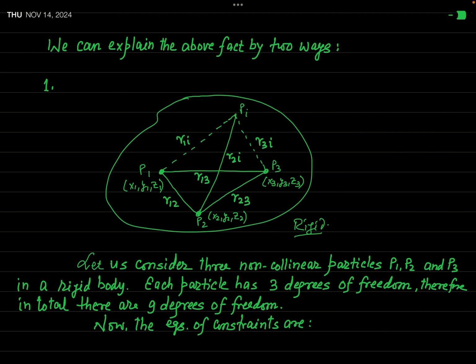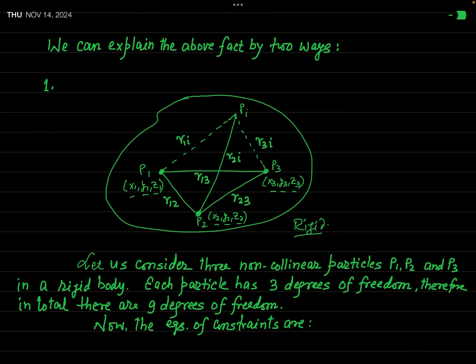And each particle has 3 degrees of freedom, because when you specify the position of a particle with respect to an arbitrary origin, you assign 3 position coordinates for each particle. For example, for the particle P1, the 3 coordinates are x1, y1 and z1. And similarly, for particles P2 and P3, these are x2, y2, z2, x3, y3 and z3.